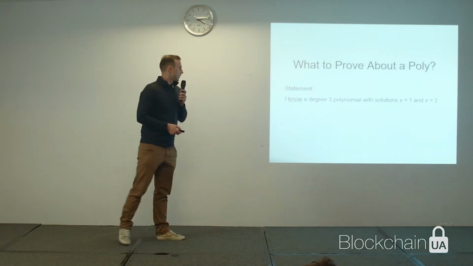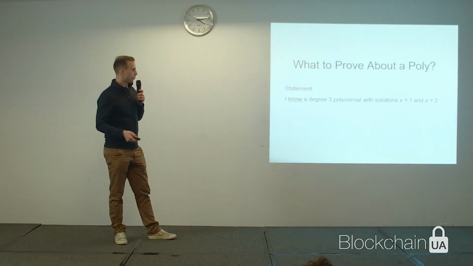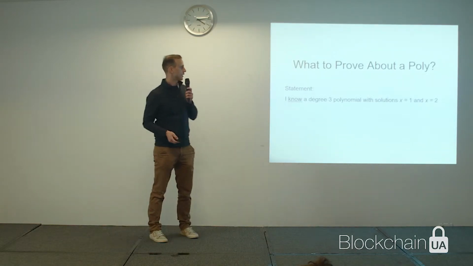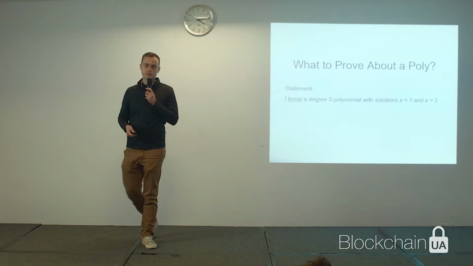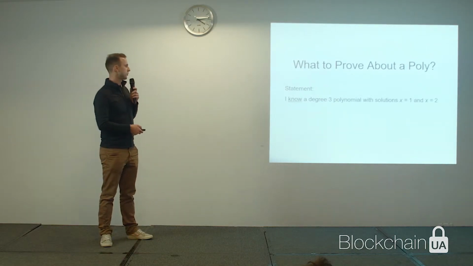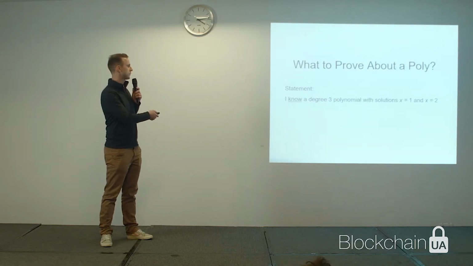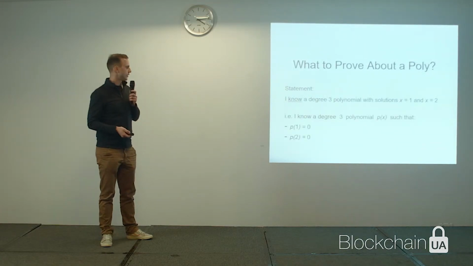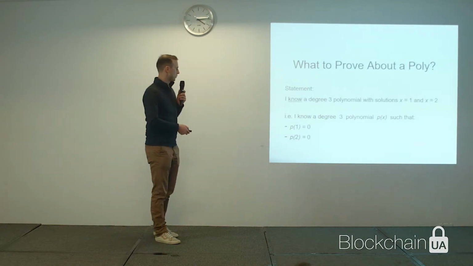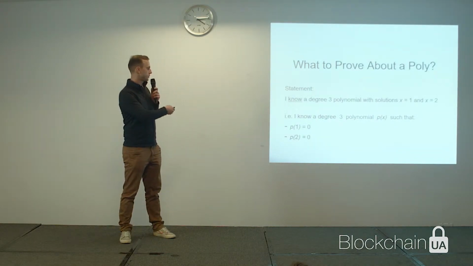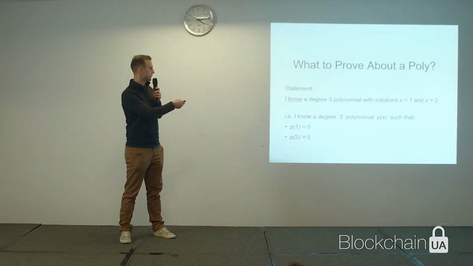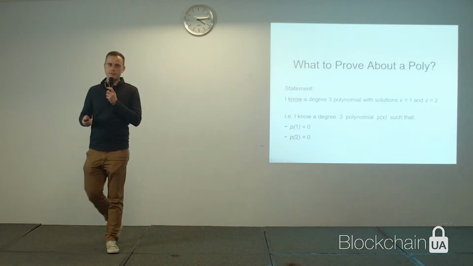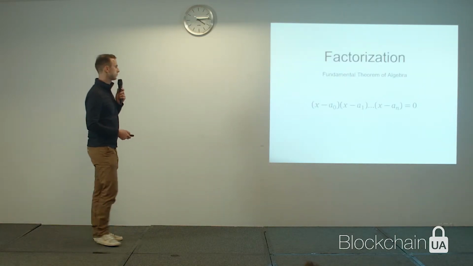So what can we prove about polynomials? For example, one property can be that this polynomial has solutions x equals 1 and x equals 2. It can be a statement that I know a degree 3 polynomial with this kind of solutions. This means basically that if we evaluate this polynomial at these x values, we will have 0 as a result. So these are solutions, also called roots of polynomials.